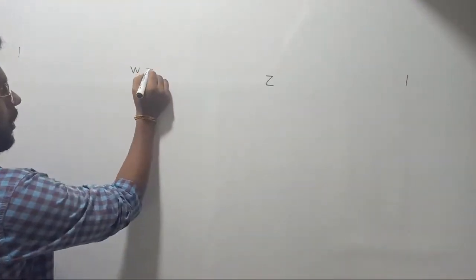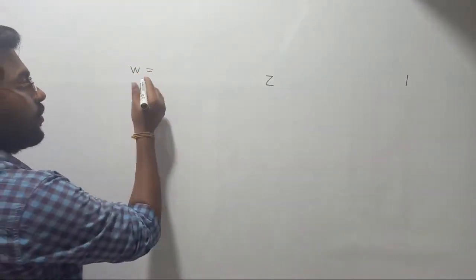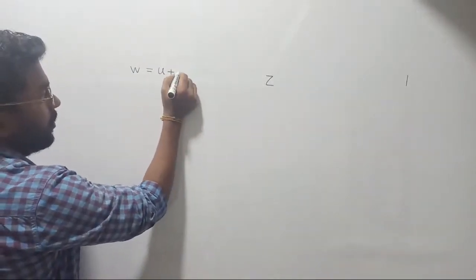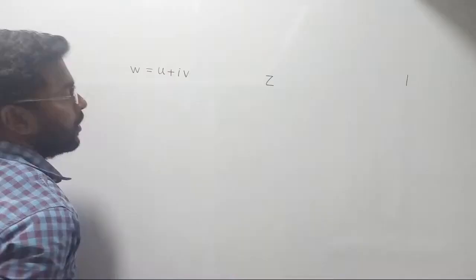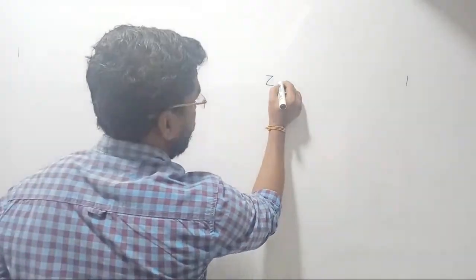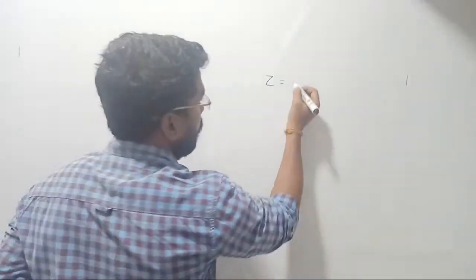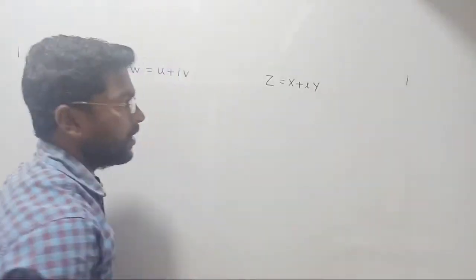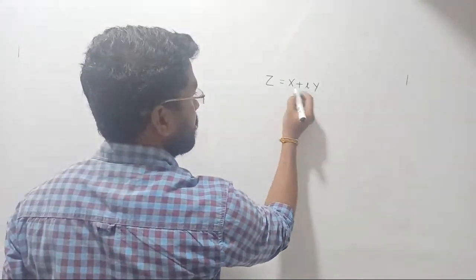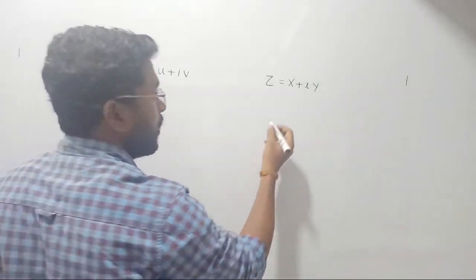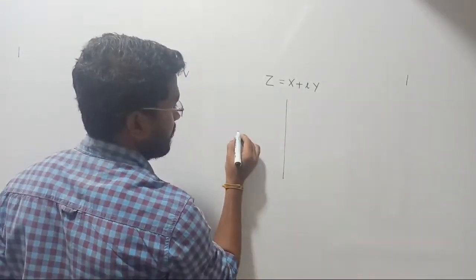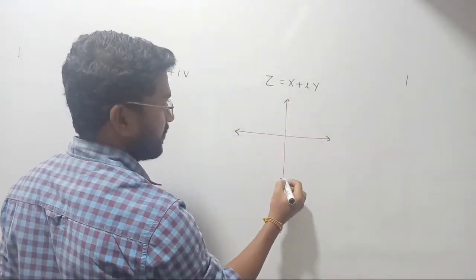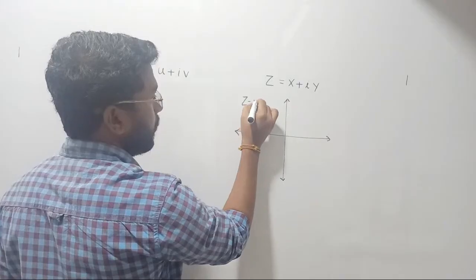See, the W domain can be defined as, here we are going to consider two people. One is U and another one is i times V. Again in the Z domain also we are going to consider two people, right? One is X and another one is Y, right? Now X and Y are simply called variables, right? But they are lying in the Z plane, not the Z axis. This plane is called the Z plane.